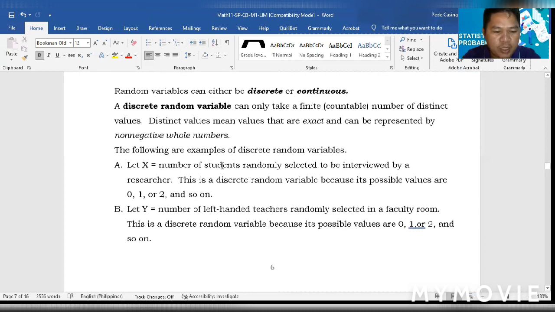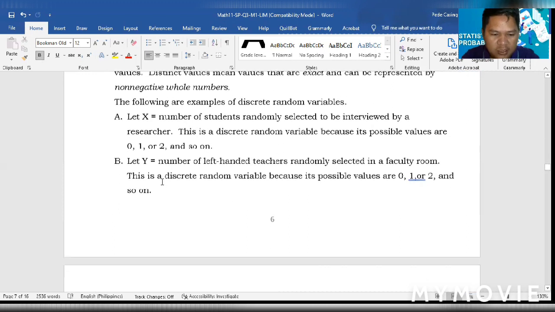Let x equal the number of students randomly selected to be interviewed by a researcher. So you are going to count the number of students. So this is a discrete random variable because its possible values are 0, 1, or 2, and so on. Another example, let y equal the number of left-handed teachers randomly selected in a faculty room. Who are the left-handed teachers? So this is a discrete random variable because its possible values are 0, 1, or 2, and so on. So you are going to count.